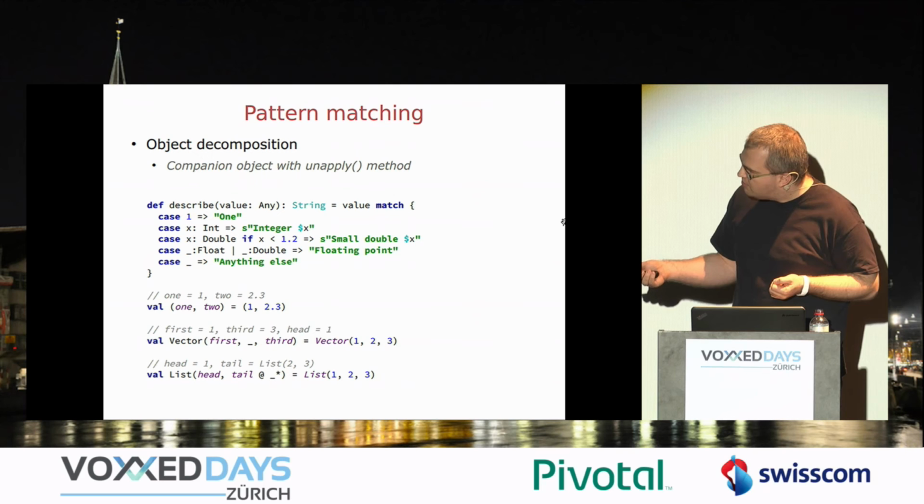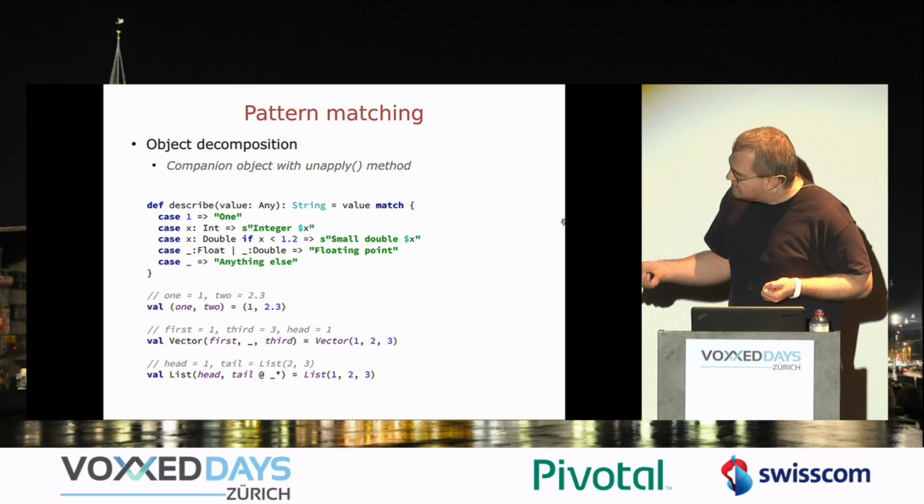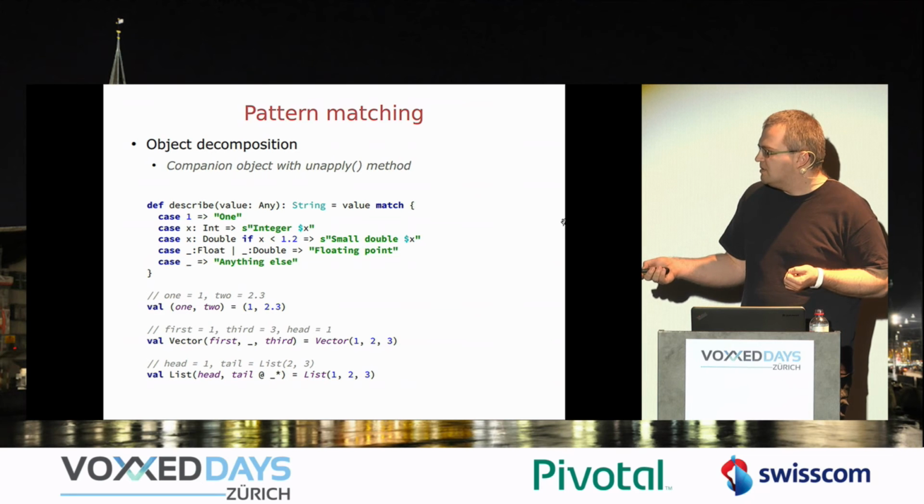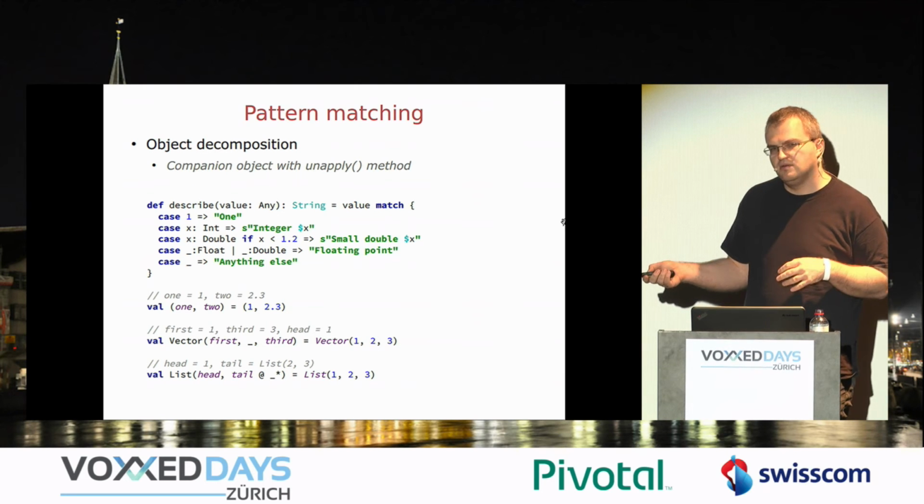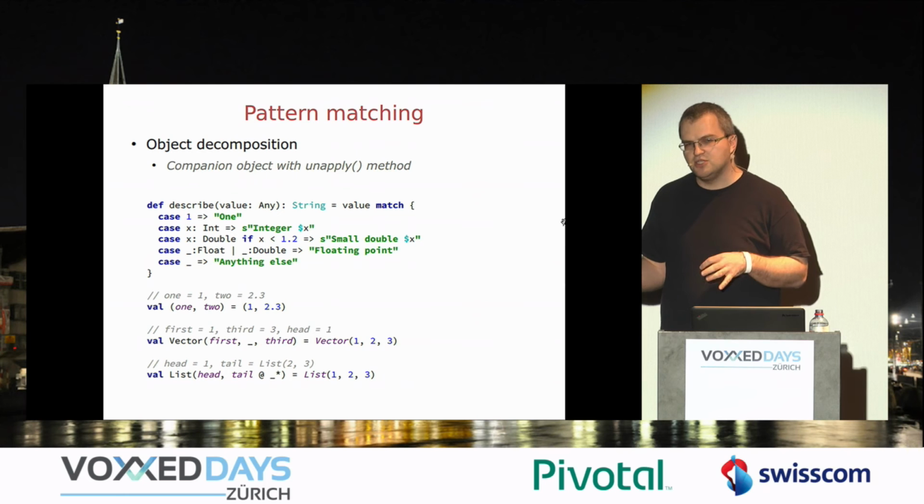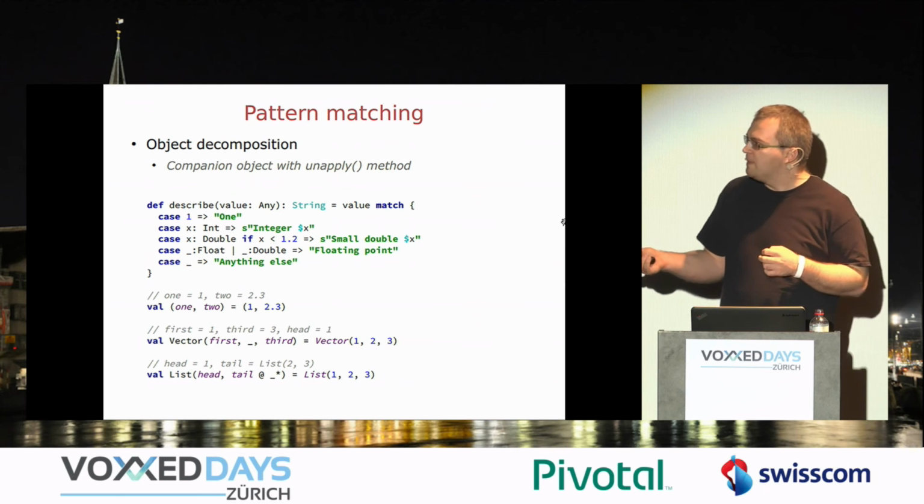So this magical blob here, the at and whatever that is, underscore star, tells you that I want to match the first item in the list and the rest. So the first will be an item and the rest will be the rest of the list. So there are many other examples like this. Pattern matching is extremely powerful.